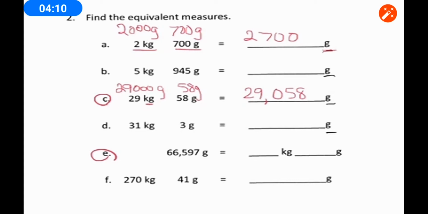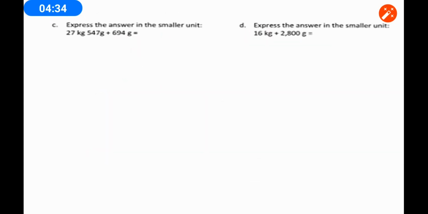66,597 grams. Change to kilograms and grams. The first one is 66 kilograms and 597 grams. So we have 66 kilograms, 597 grams. Okay, so do and submit. Now let's go to this next one.